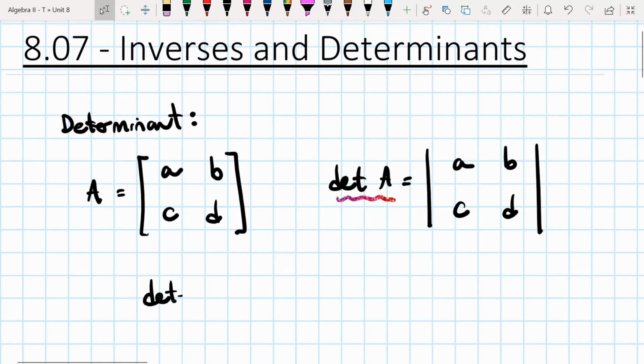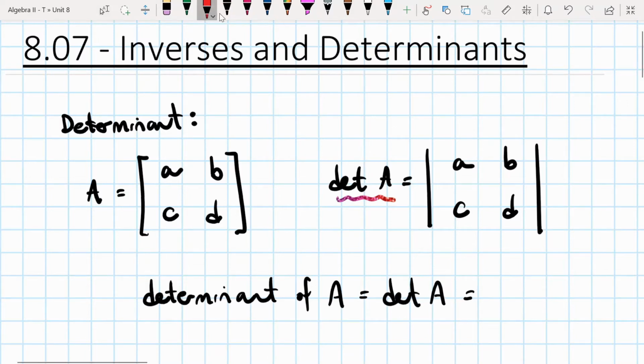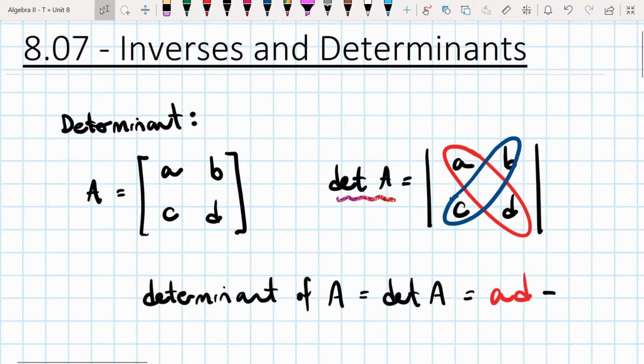A, B, C, and D are going to be numbers in our examples. The determinant of A is equal to this. The way we calculate it is we take the product of these two numbers, A times D, and we subtract the product of these two numbers, C times B. And that's it for a 2x2 matrix.